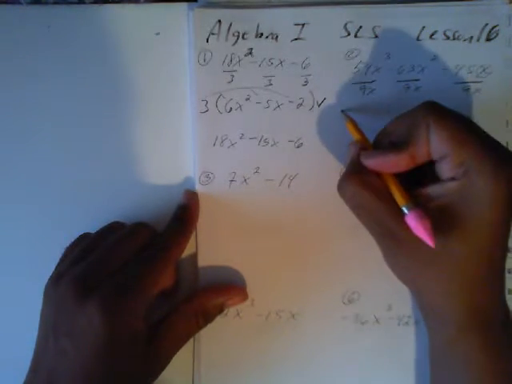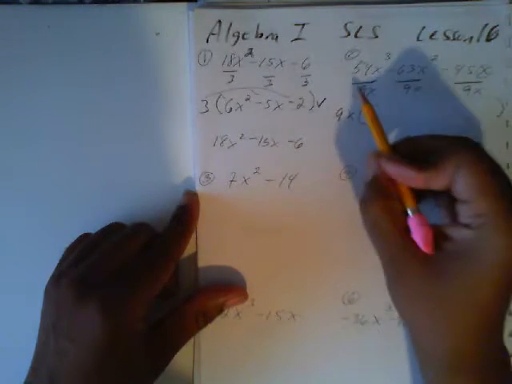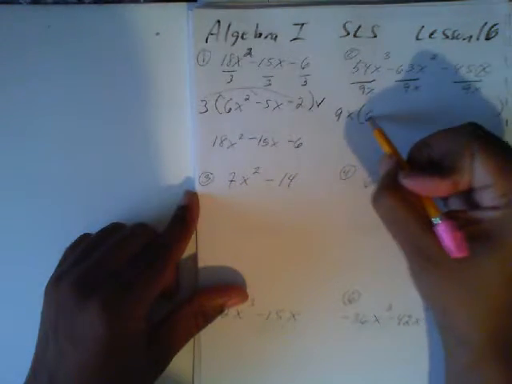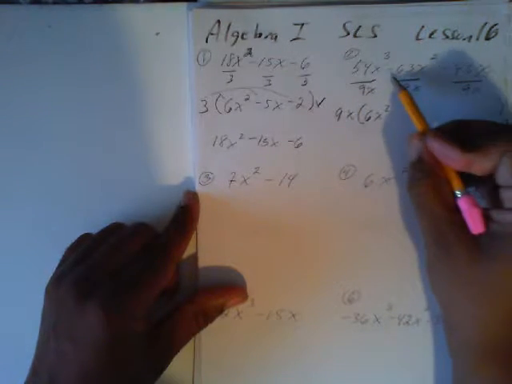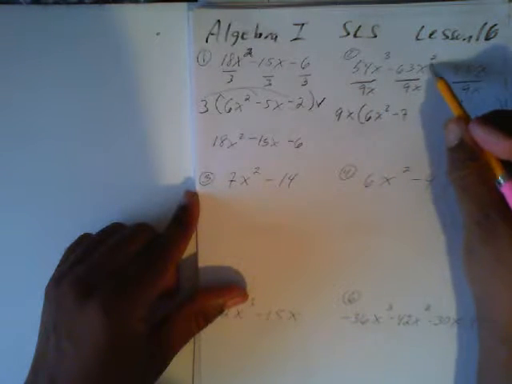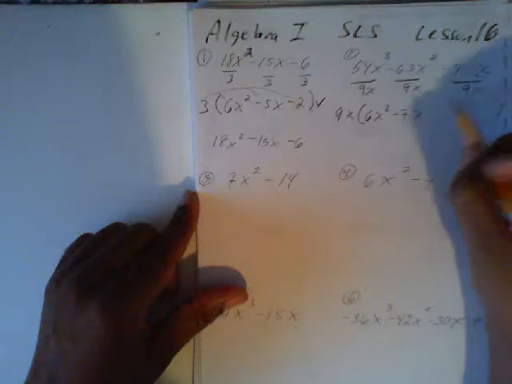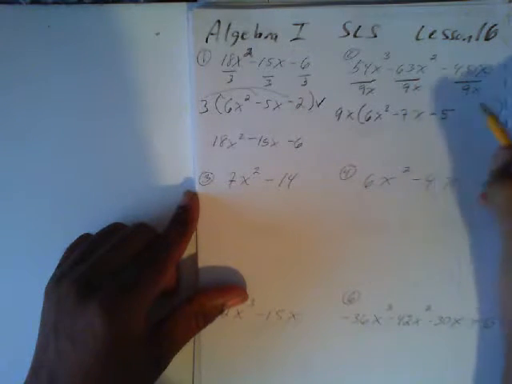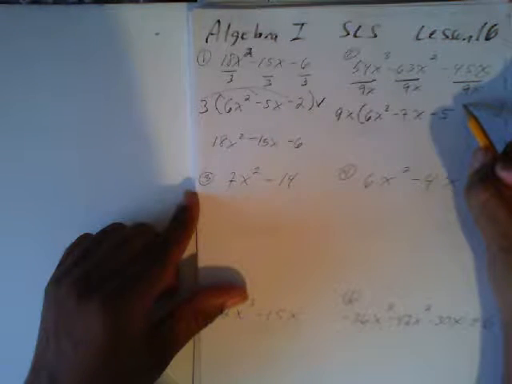So we'll put 9x here, the greatest common factor, outside of a parenthesis. And then 54 divided by 9 leaves us 6. And x to the third divided by x leaves us x to the second. Negative 63 divided by 9 is negative 7. X squared divided by x gives us x. Negative 45 divided by 9 gives us negative 5. And x divided by x cancels. And let me move the parenthesis a little closer here.